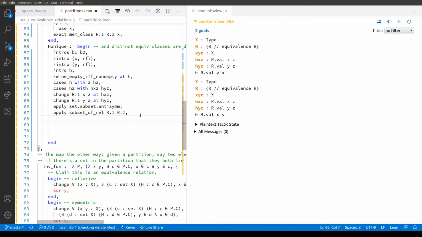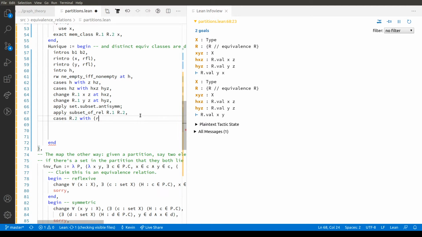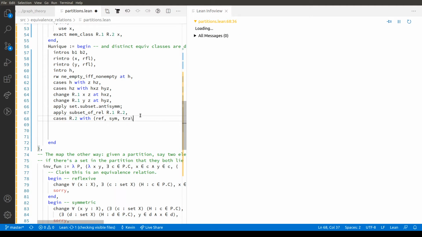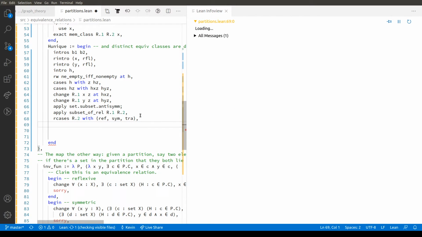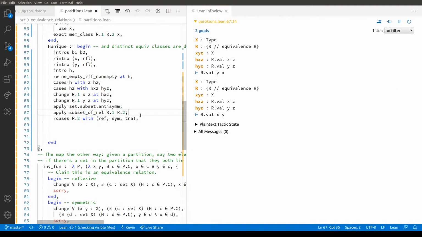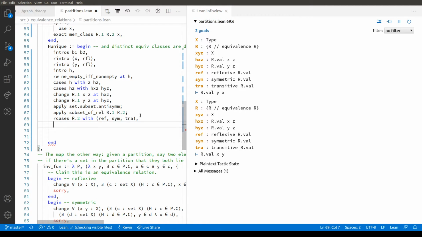So now this should all just follow from symmetry, right? We should do cases r.2. Let's do cases r.2 with reflexive, symmetric, and transitive. Let's just actually get these things. Reflexive, symmetric, and transitive. There. Let's do our cases on this. Great. So now we actually have names for these two things. So now how are we going to prove this?